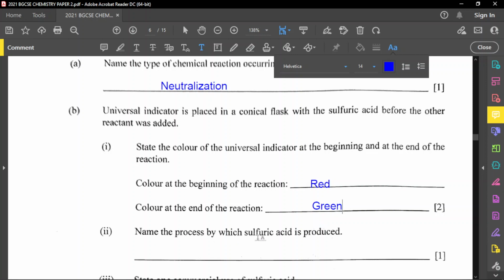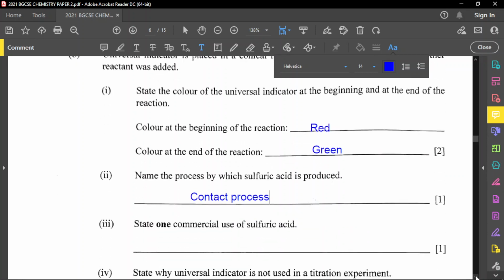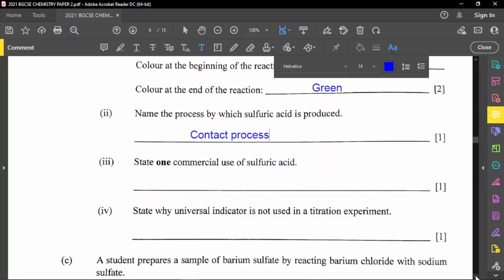Name the process by which sulfuric acid is produced. Sulfuric acid is produced by the contact process. I think we mentioned that in paper 1. For the next part, state one commercial use of sulfuric acid. Sulfuric acid has many commercial uses, and one of them is fertilizer. It is used in fertilizer a whole lot, because of the great demand for agricultural products.